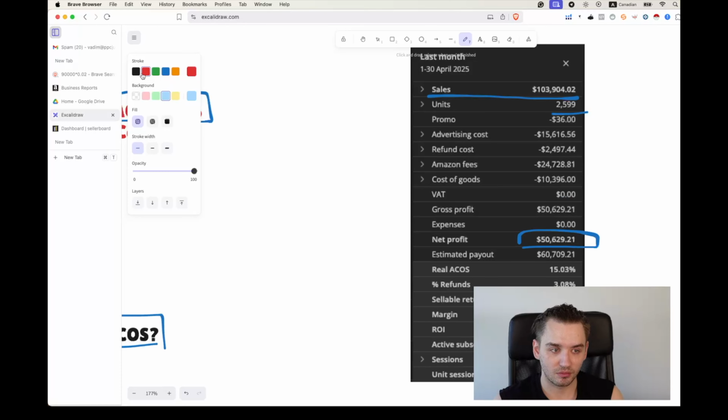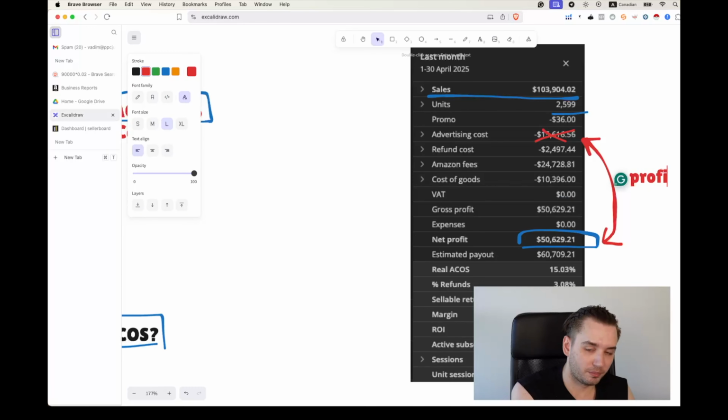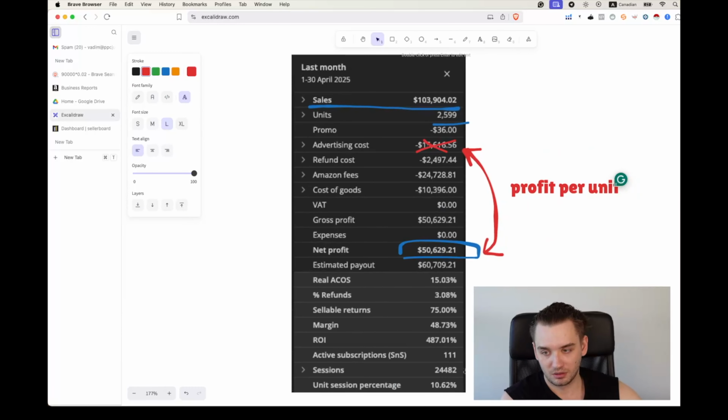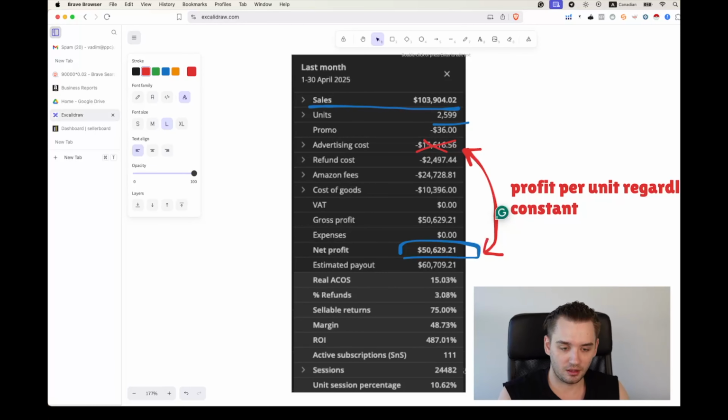Let's assume there was no ad cost, and we will just sum up the net profit with ads. This just gives us profit per unit, regardless of ads, which is going to be constant. Some people say, okay, but if you sell more, we're going to have more returns. Yes, so it's not going to be completely constant, but it's a very accurate ballpark.